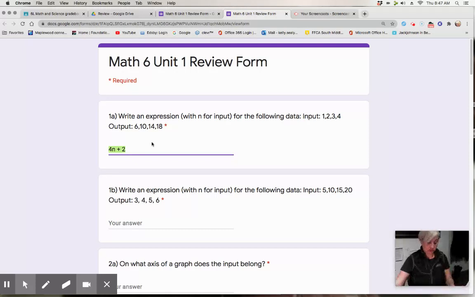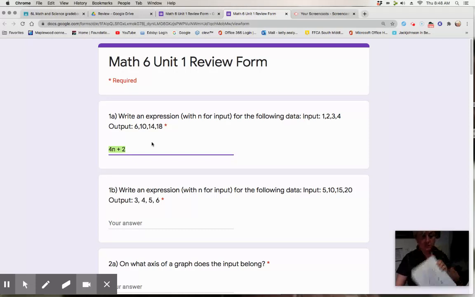Okay, next question, 1b. This time the inputs are different numbers. They're not 1, 2, 3, 4. They are 5, 10, 15, and 20. The outputs are 3, 4, 5, and 6. So I had said that sometimes when you see the input going up by a different number other than 1, then maybe it's because you have to divide by that number. So these numbers are going up by 5 each time, and it is true that you have to take the input and divide it by 5.